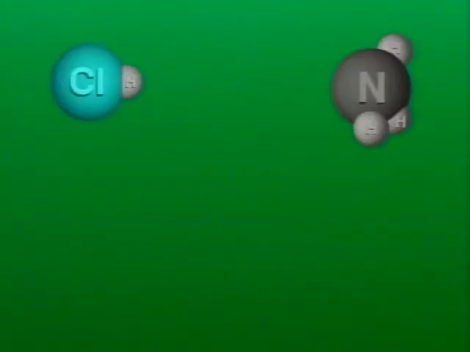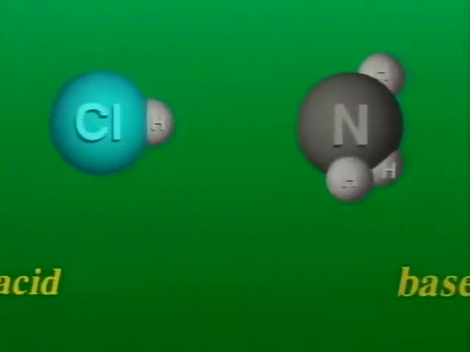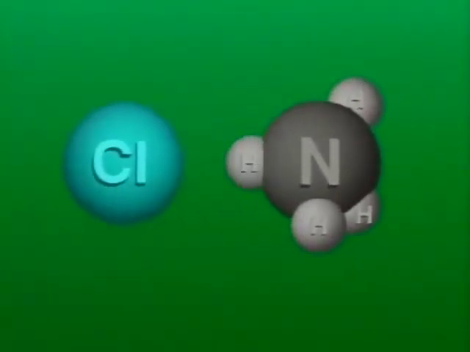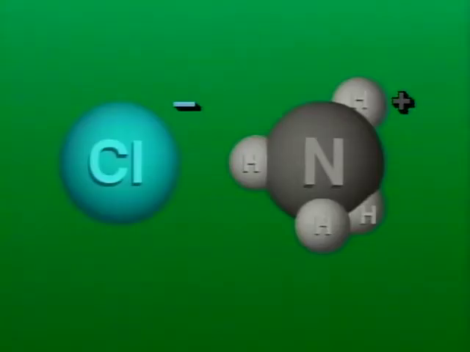Focus on a single molecule of hydrogen chloride and a molecule of ammonia. Here, hydrogen chloride acts as an acid, donating a proton. Ammonia acts as a base, accepting a proton. A proton was transferred.